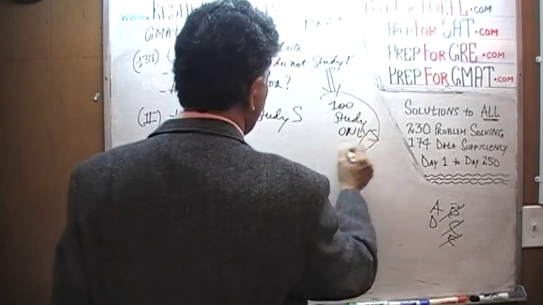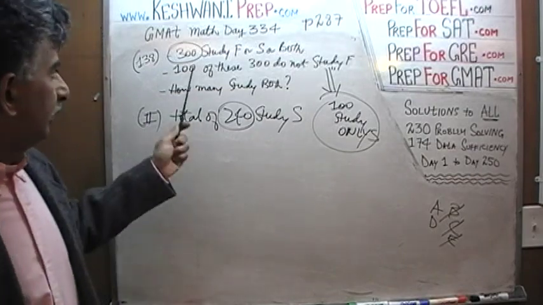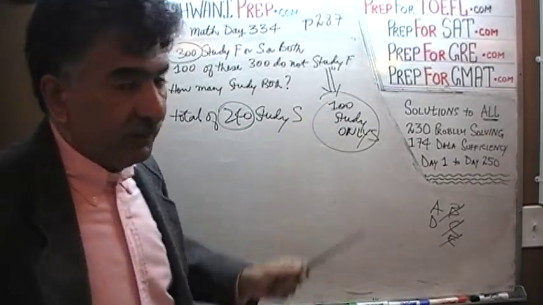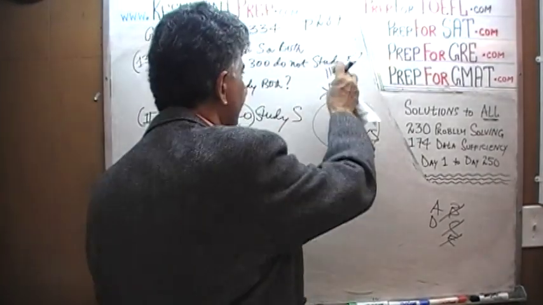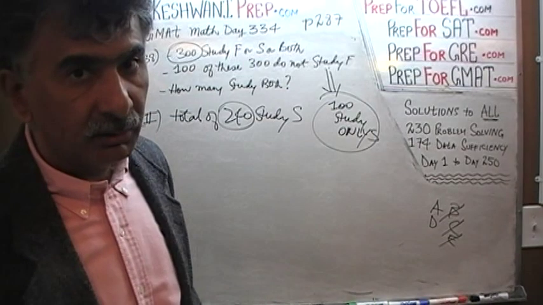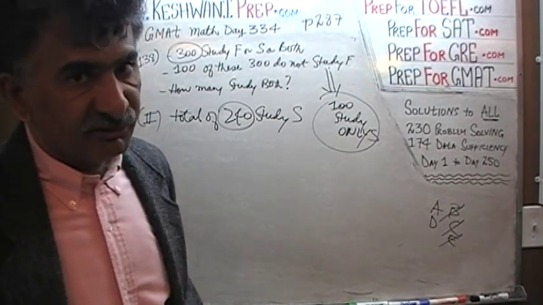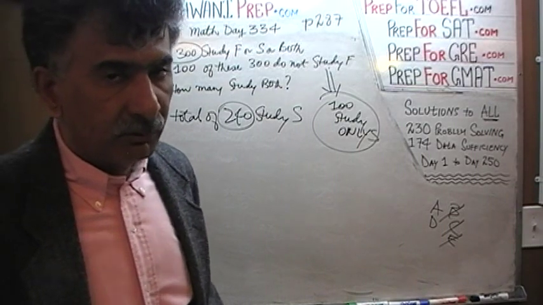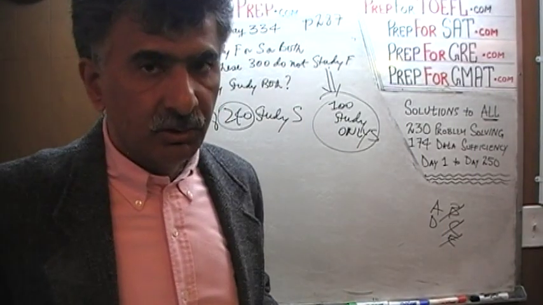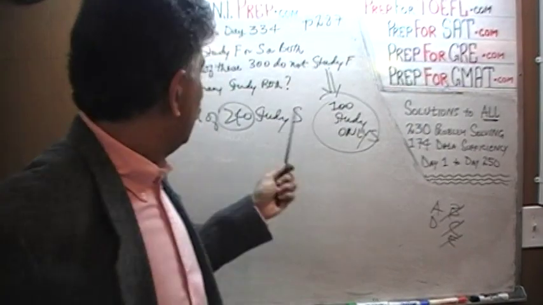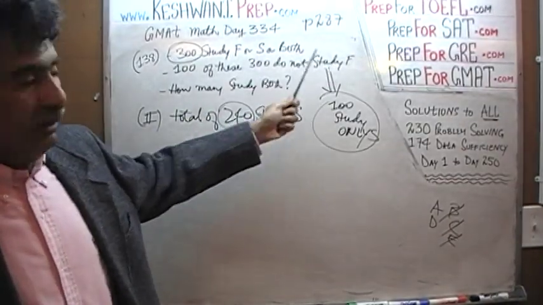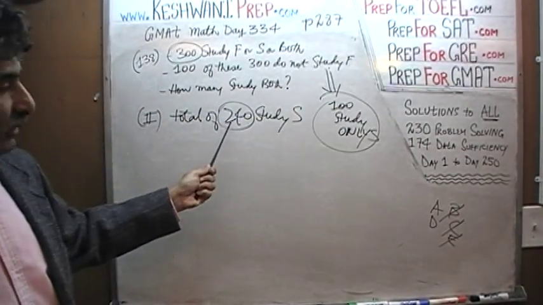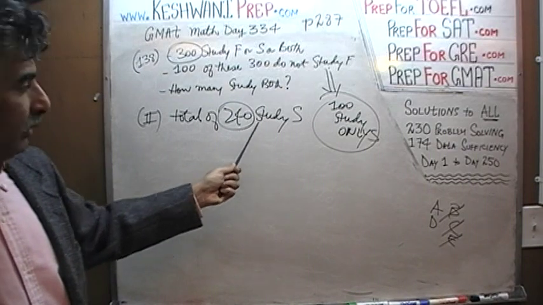But this part tells us that 100 study only Spanish. Because we are told that 100 of them do not study French. And if they do not study French, we are explaining the same thing all over again. If they do not study French, and everybody studies one or the other or both, there is nobody who studies neither. All 300 of the students study either French or Spanish or both. And we are told that 100 of them do not study French. Well, if those 100 do not study French, they must study Spanish. But then they go on to tell us in the second statement that a total of 240 study Spanish.